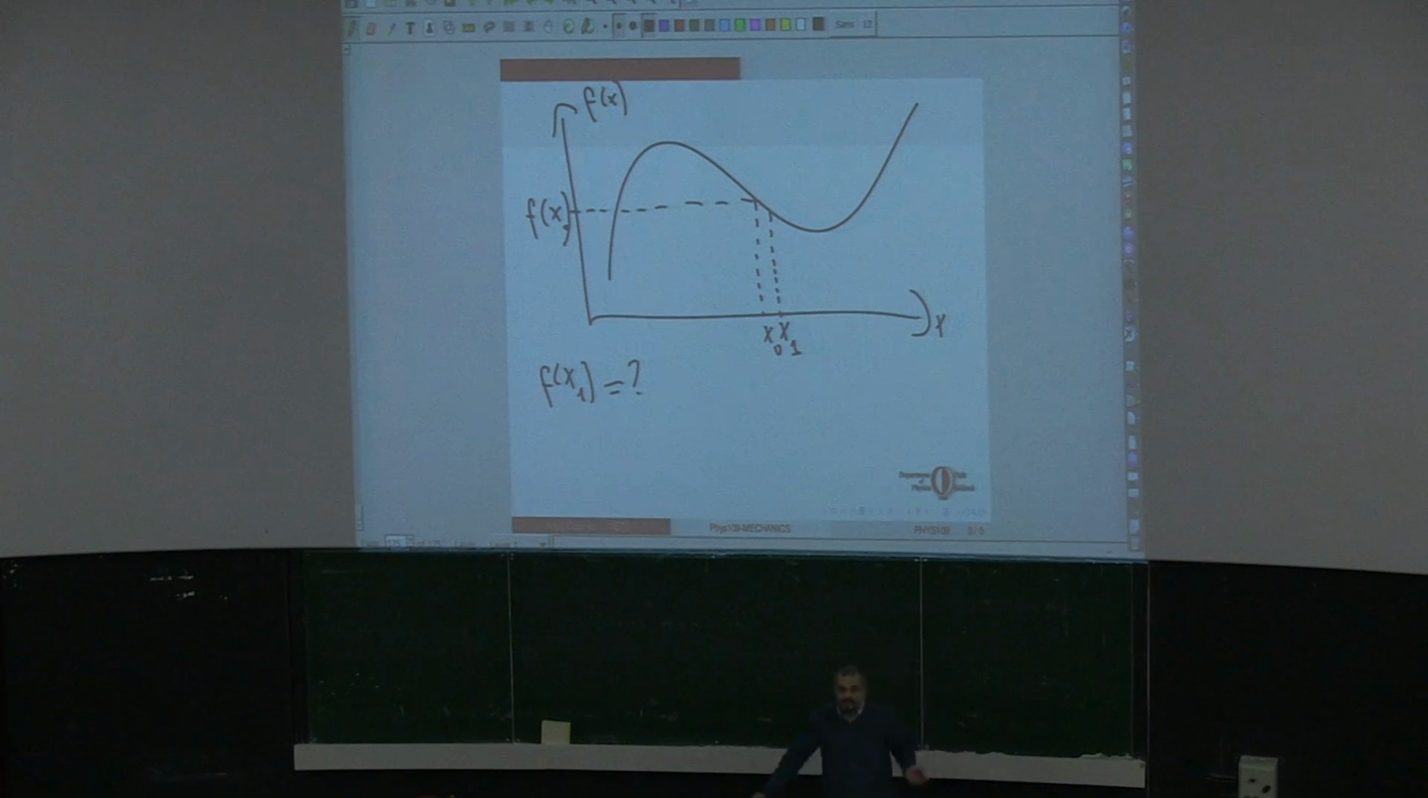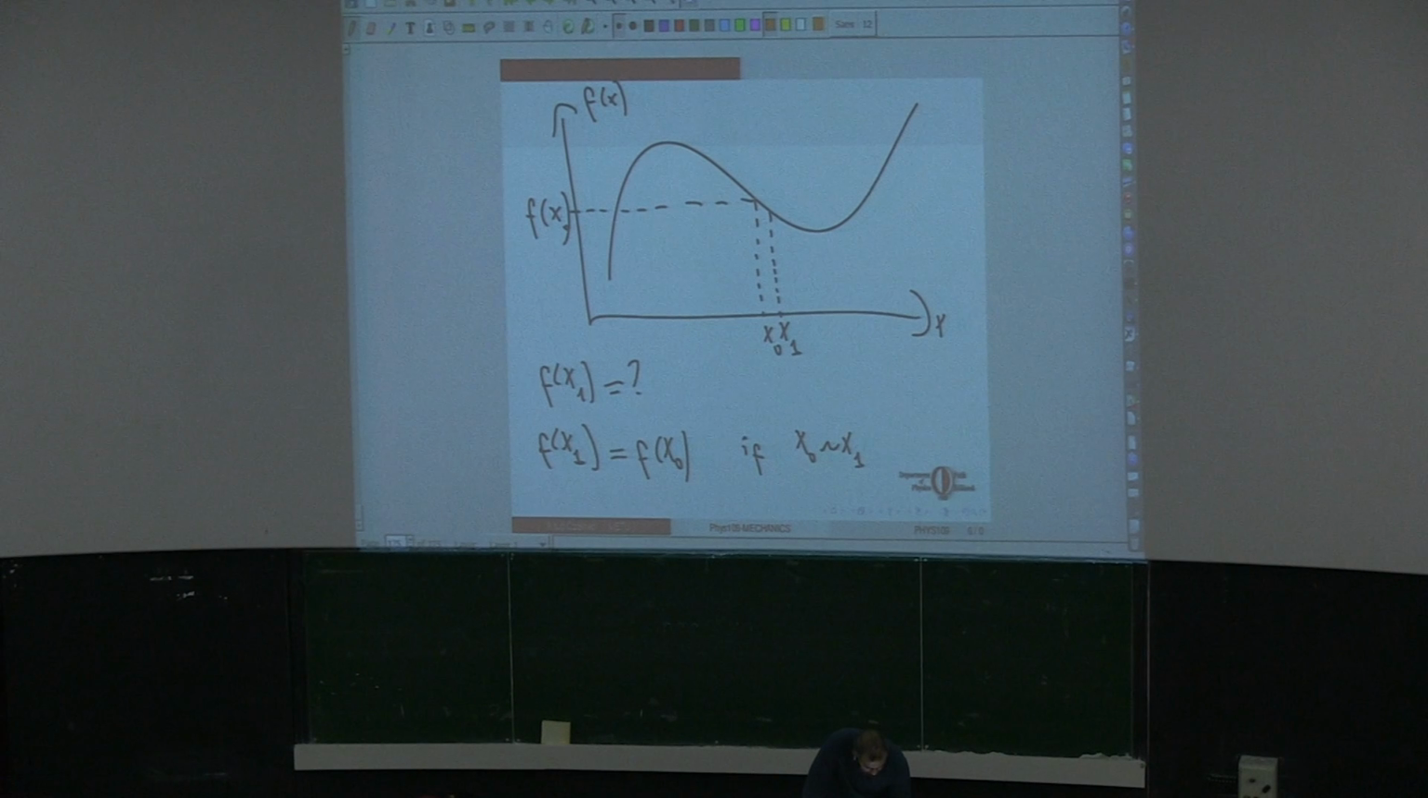I mean, we don't even need to go that much. F of x1, its value is close to f of x0 if x0 and x1 are close to each other. This is just the first approximation. Let's say that this is not enough for you. I mean, you want to be more precise.